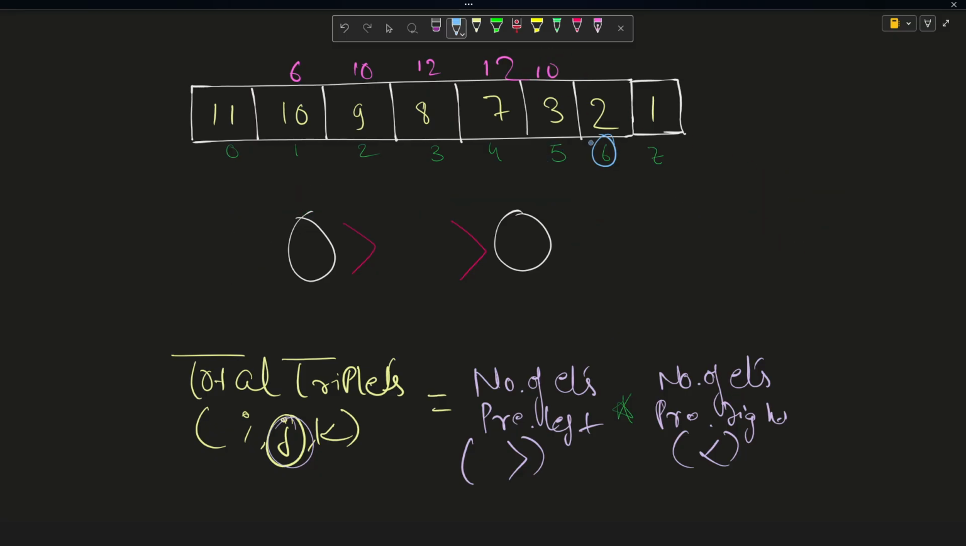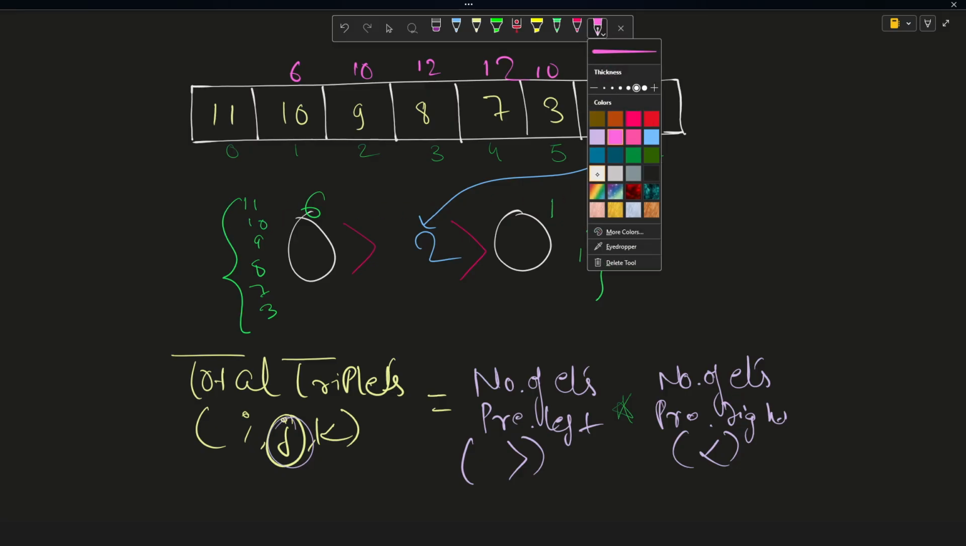So now I am standing at this index which has a value of 2, right? Now I want to find the number of elements greater than 2 on its left. I think each of these elements is greater than 2, right? That is 6 elements. So I will write here 6, and they are 11, 10, 9, 8, 7, 3. So this is my left part. And the number of elements smaller than 2 on its right is just 1. So I will write here 1 element only, which is 1. So this is my right part. And the number of triplets possible in this case will be equal to 6 into 1, which is 6.